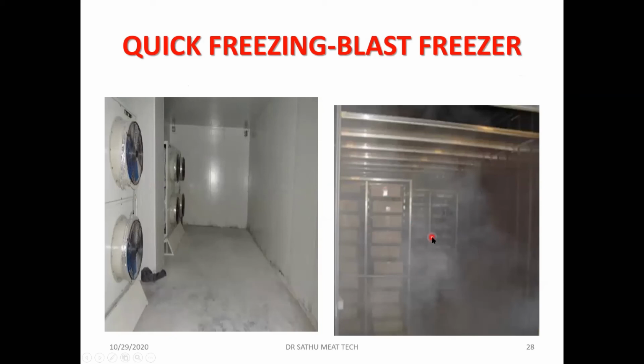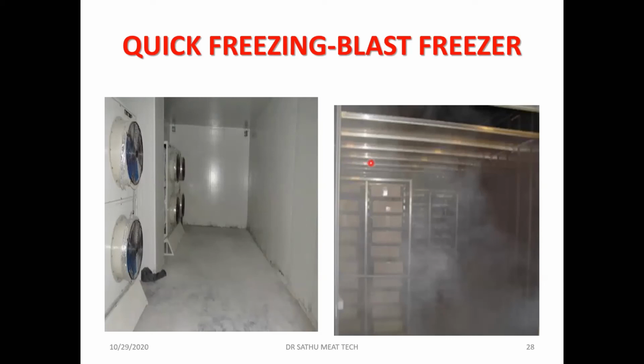The freezer we have in the meat technology unit is not a blast freezer because the air velocity is less there. In the case of blast freezers, the air velocity will be 3 to 6 meters per second. At very high speed, we'll be blowing the air, and the temperature of the room will be around -30 to -40 degrees centigrade.